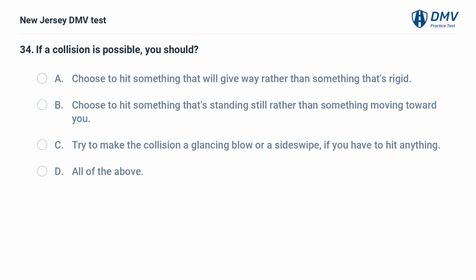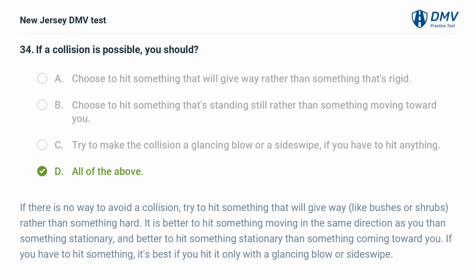If a collision is possible, you should: A. Choose to hit something that will give way rather than something that's rigid. B. Choose to hit something that's standing still rather than something moving toward you. C. Try to make the collision a glancing blow or a sideswipe, if you have to hit anything. D. All of the above.